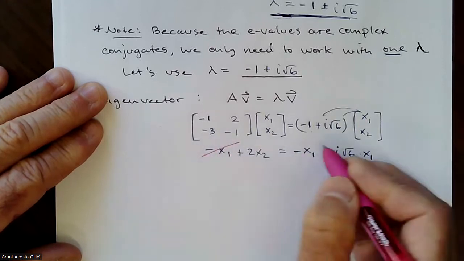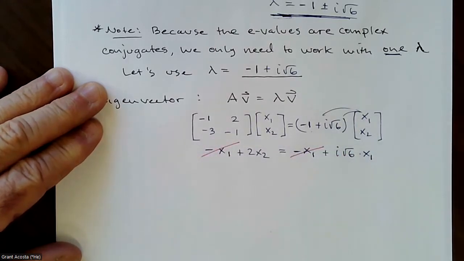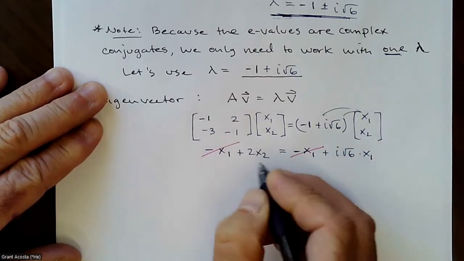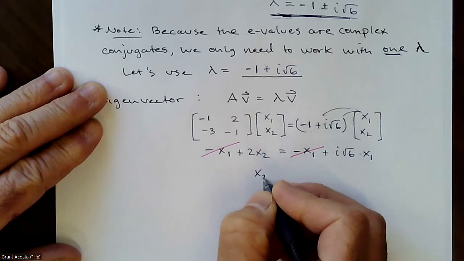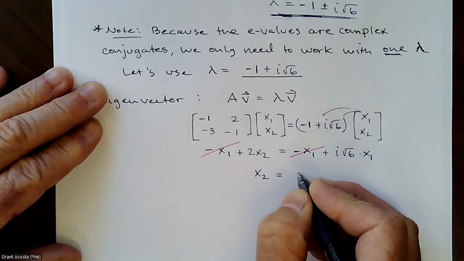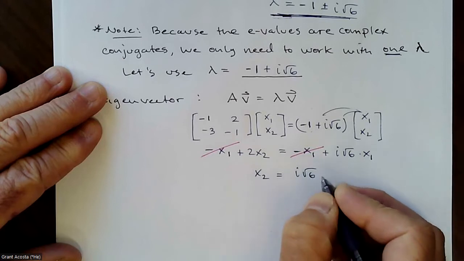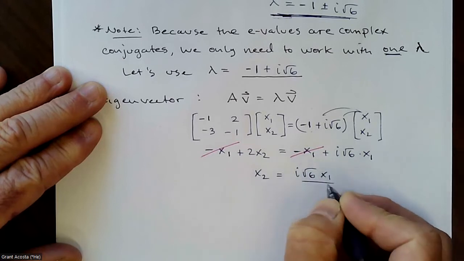Sure enough, in this case, the x1s cancel. I can solve for either one. Maybe I'll solve for x2. x2 would be i root 6 x1 divided by 2.